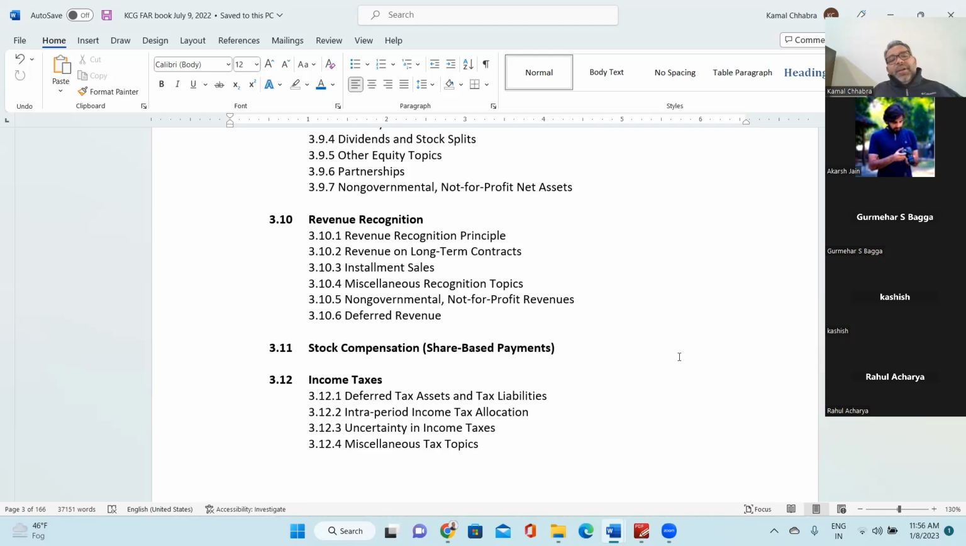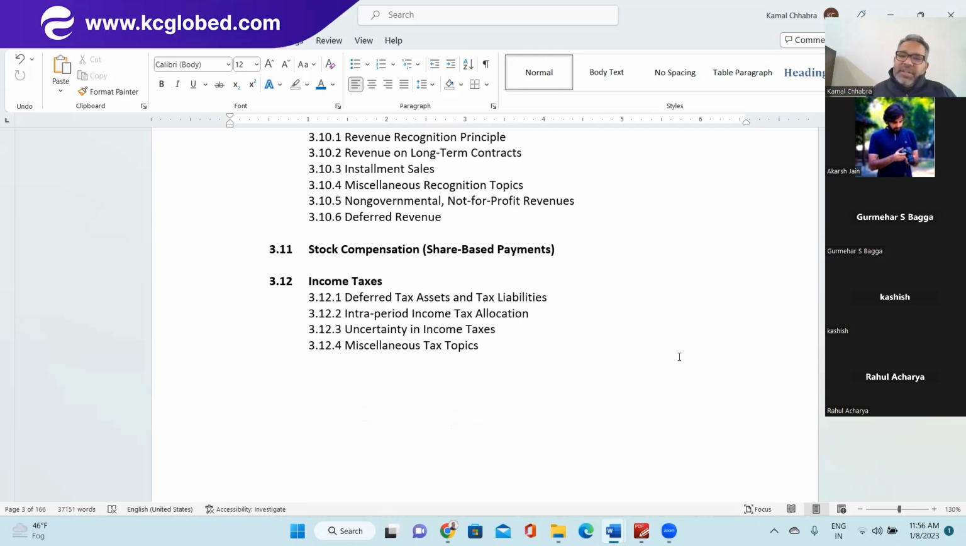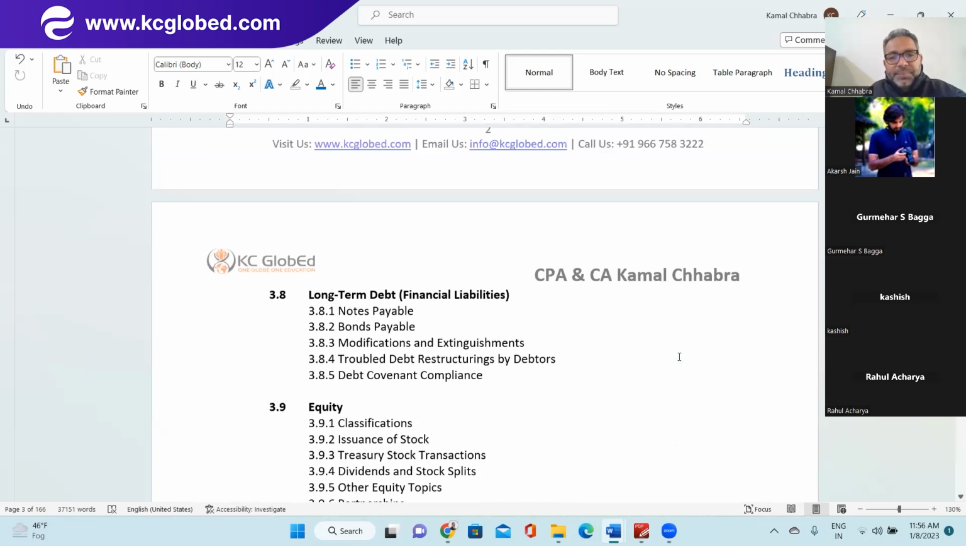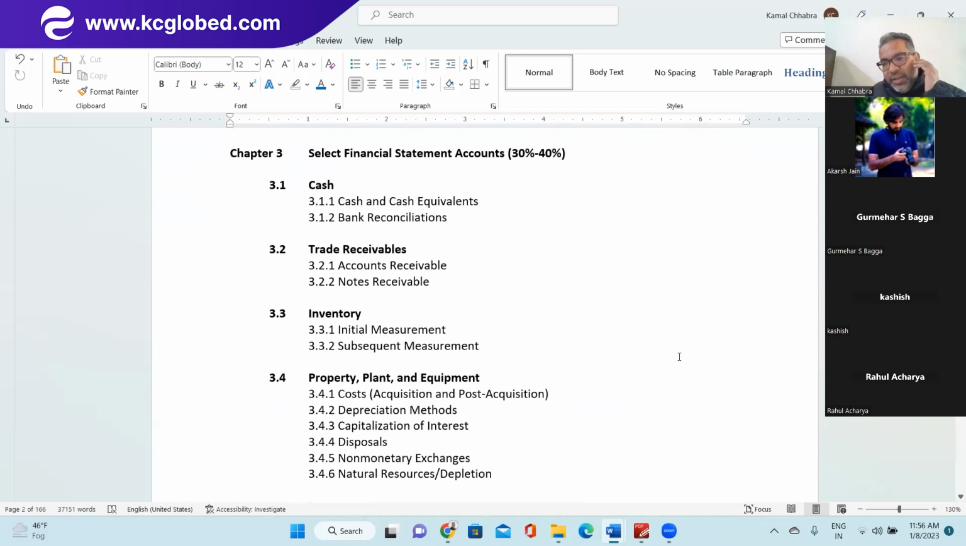Then lastly, we'll be understanding income tax, which includes deferred tax asset, deferred tax liability, interperiod income tax allocation among the different quarters, then uncertainty of income tax, that is majorly relating to litigations, claims, and assessments, and then some miscellaneous tax topics. So all this will be covered in the 3rd chapter. So the 3rd chapter is more relating to assets, liabilities, income, expenditure, and taxes, right? Any doubts so far? What all we can expect to cover in chapter 3? So far, so good?